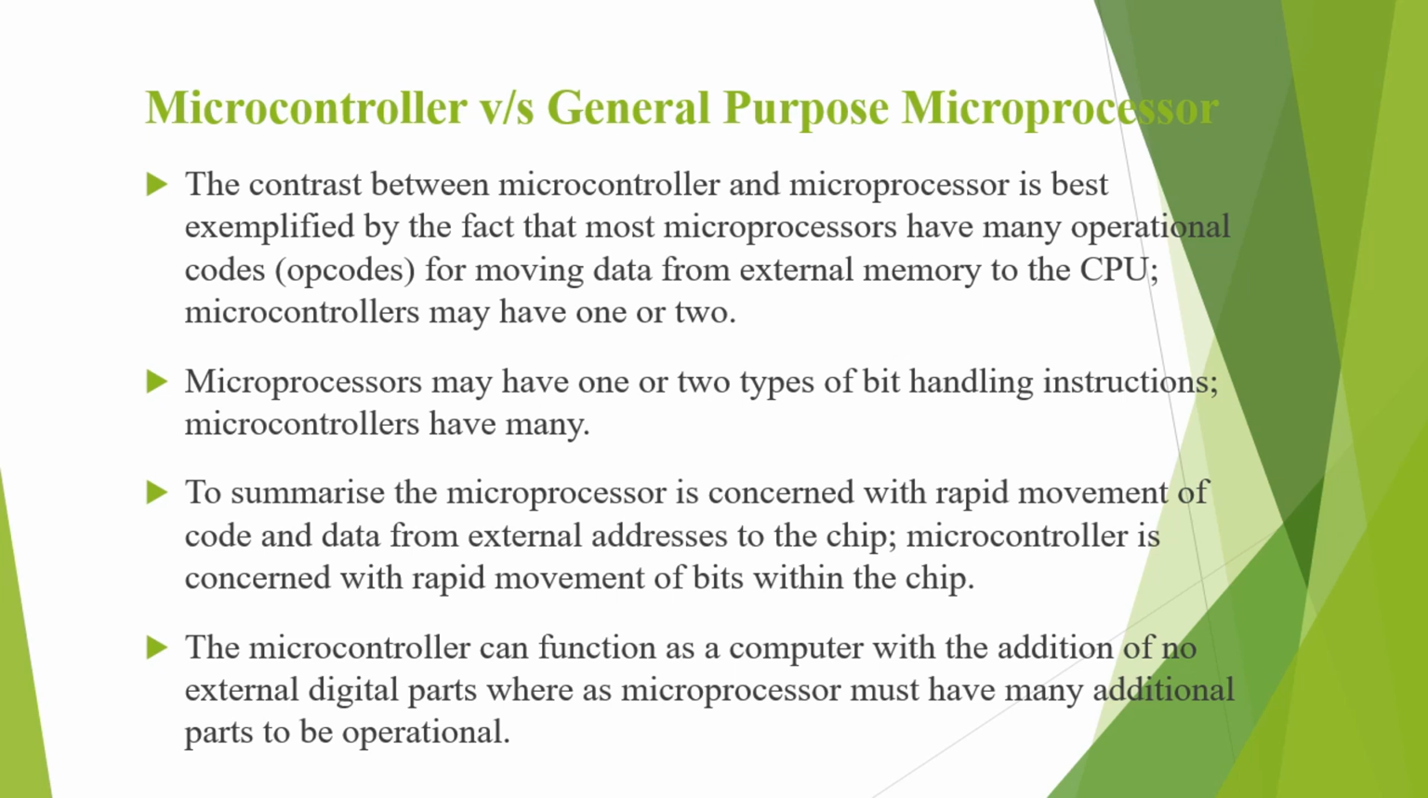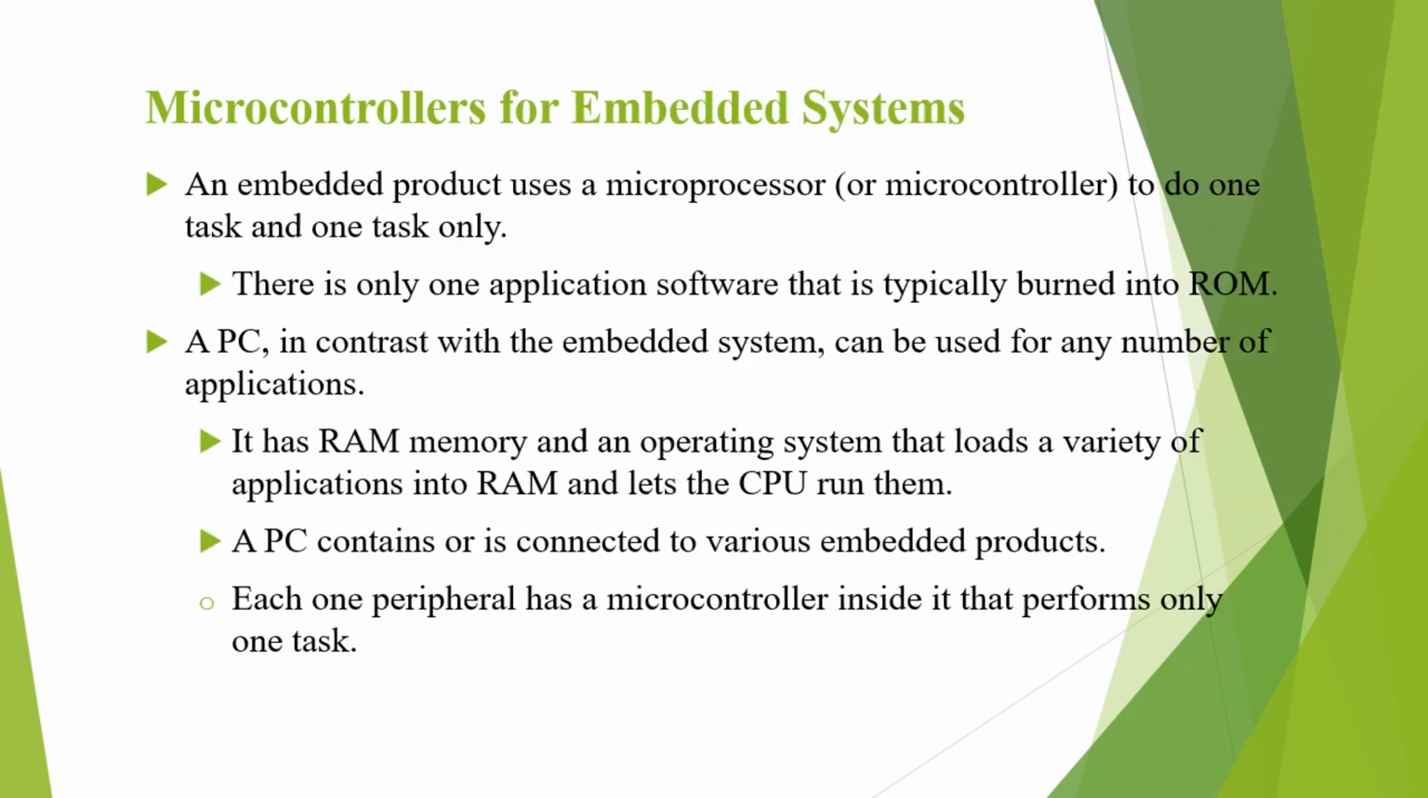The microprocessor is concerned with the rapid movement of code and data from the external address to the chip, whereas in a microcontroller there is rapid movement of bits within the chip. The microcontroller can function as a computer without the addition of external digital parts, whereas a microprocessor needs additional parts to become operational.